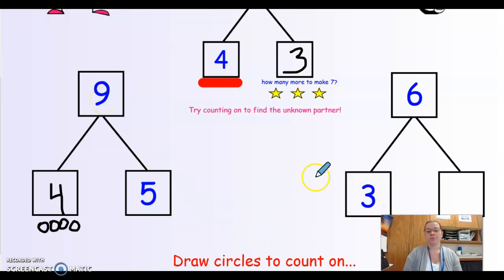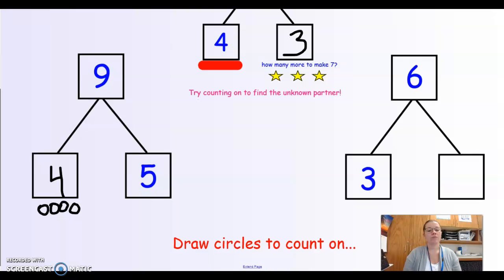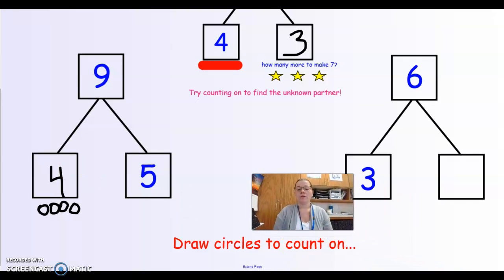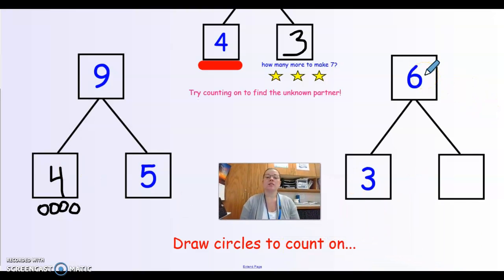Let's try another one. Okay, here we have 6 is our total, 3 is a partner, and we're missing our other partner. The other partner is unknown. So let's start at 3 and draw circles until we hear the number 6. 3, 4, 5, 6. Okay, how many circles did we draw? 3. So 3 and 3 partner to make 6.